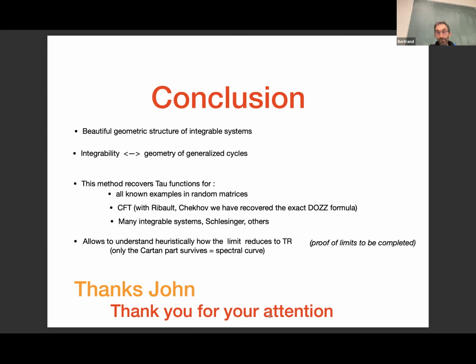And also this framework allows us to understand heuristically quite well how things transform to a spectral curve in the h bar going to zero limit. And many of these things about integrable systems, I must say that I learned them by talking with John. And many of these works have something in common with what we did with Bertola, Dima, Korotkin, and with John, with Jack, and many others. And I want to thank you, John, and I want to thank you all for your attention.